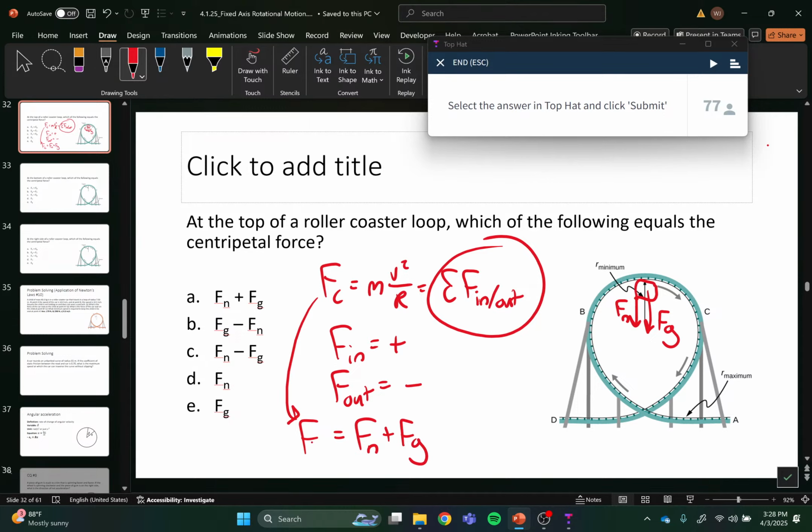So like if you wanted to do this problem, it's the one we're going to do in like 3 slides. If you wanted to solve this problem, mv squared over r equals those two things added together. ma equals the sum of forces. The new thing here is that a is v squared over r, and we're worried about not up, down, left, right, but inwards and outwards.